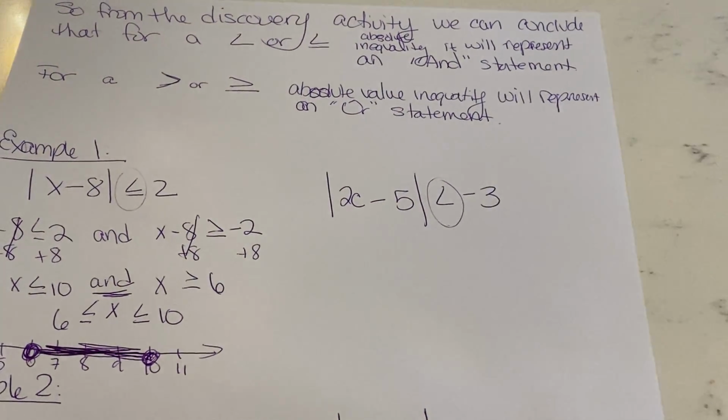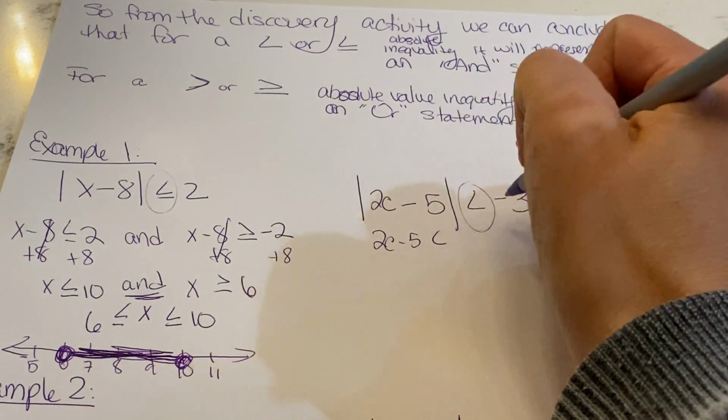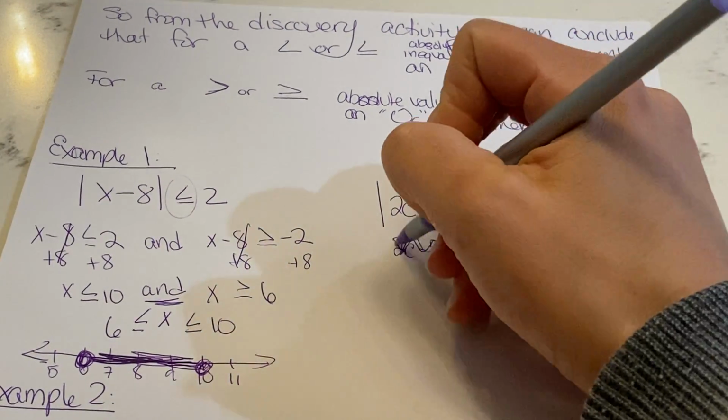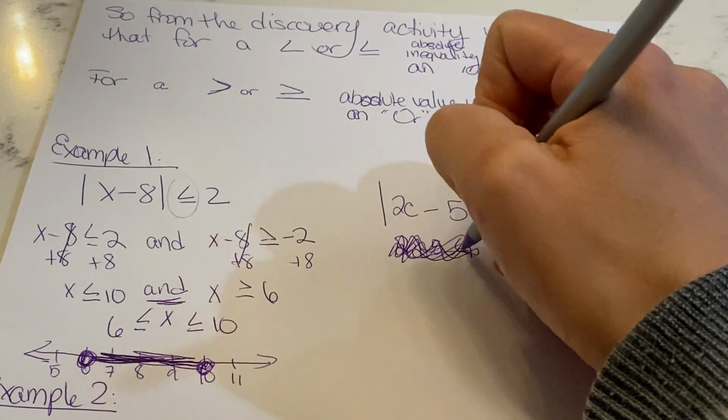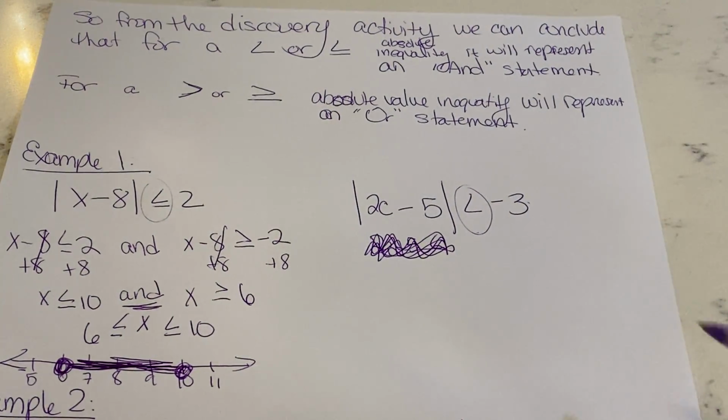Again, this is a less than. So this represents an and. So I'm going to rewrite the original one. Or actually, take that back. See how it's easy for you to mess up? Okay, let's go back to this problem.